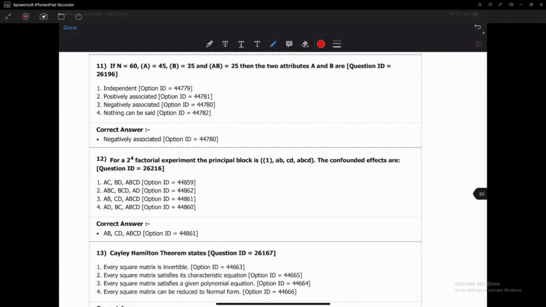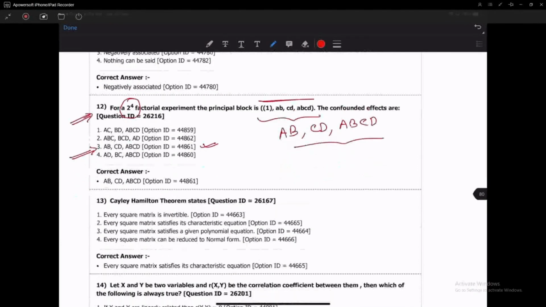Now in the next problem, we have a 2 to the power 4 factorial experiment and the key block is given to us. We just have to find the confounded effects. From the key block we can easily see that AB, CD and ABCD are the confounding effects. So obviously the third option is correct, ABCD and ABCD. Now let's go to the next question.